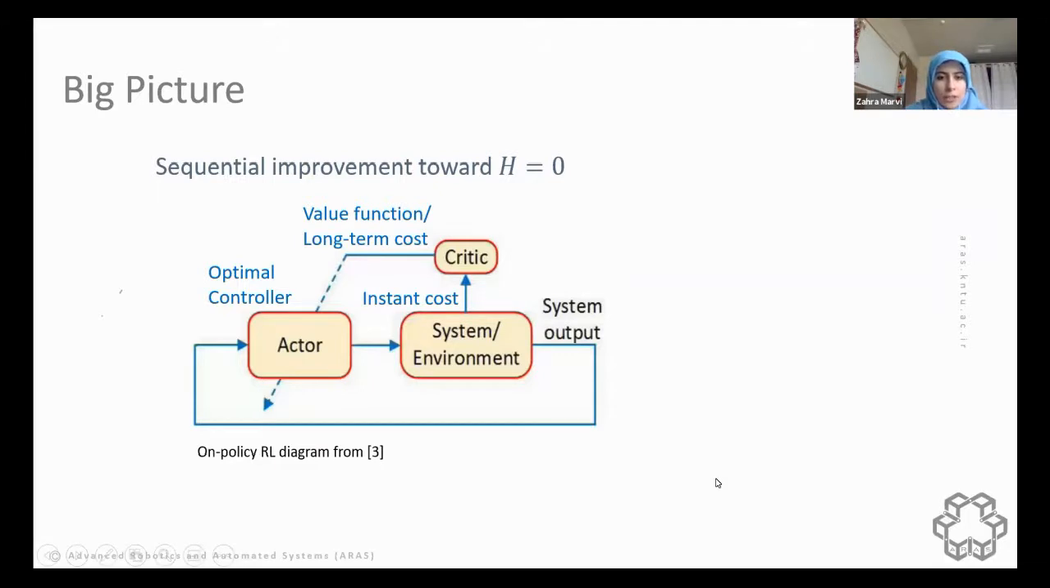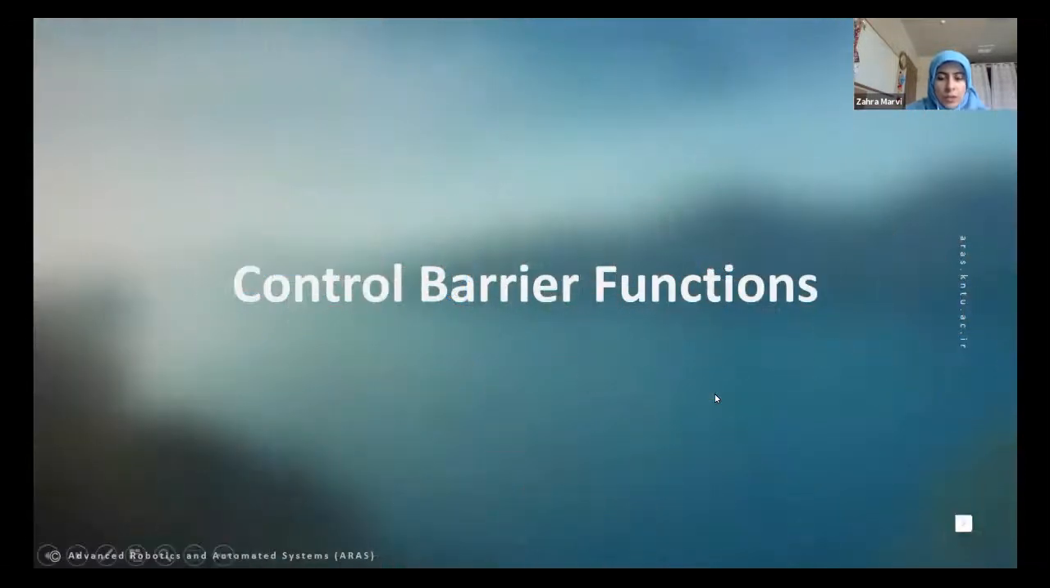But there is one challenge that we have not talked about, and that's that we might have some safety and state constraints which we need to take care of. To do that, I'll go to the concept of control barrier functions, which will be used for ensuring safety.